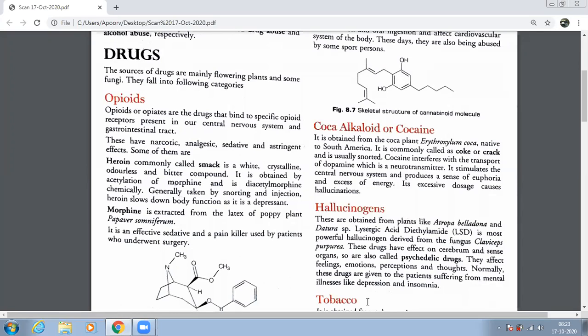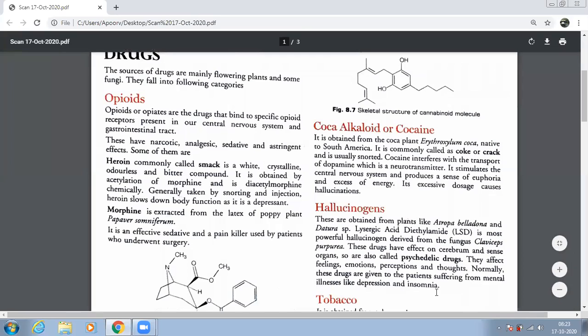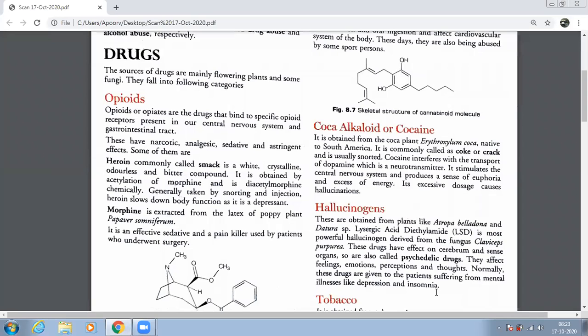So they affect the feelings, emotions, thoughts. They are given to patients suffering from mental illness like depression and insomnia. What is insomnia? क्या होता है insomnia? नींद नहीं आती है जिन लोगों को? Okay, ma'am. जिन लोगों को नींद नहीं आती है, problems related to falling asleep, poor sleeping habits होती हैं, anxiety रहती है उनको हमेशा, नींद नहीं आती जिसके कारण such people are known as insomniac and this problem is known as insomnia. Yes, ma'am. So very quickly, we have done about hallucinogens also.